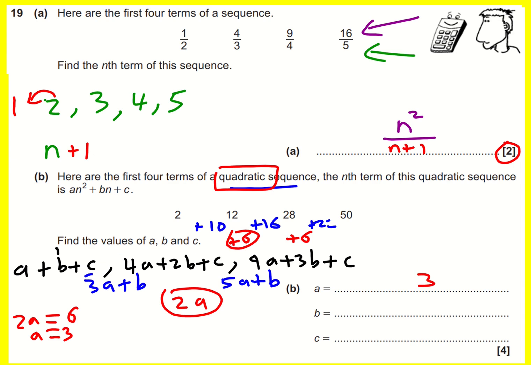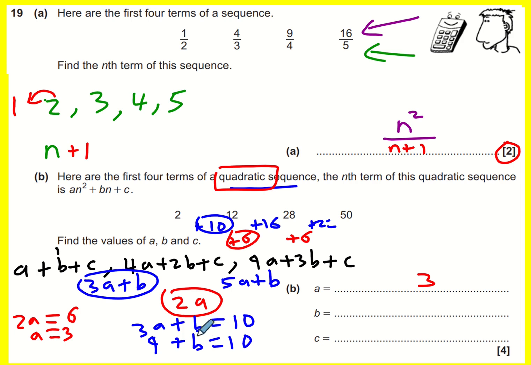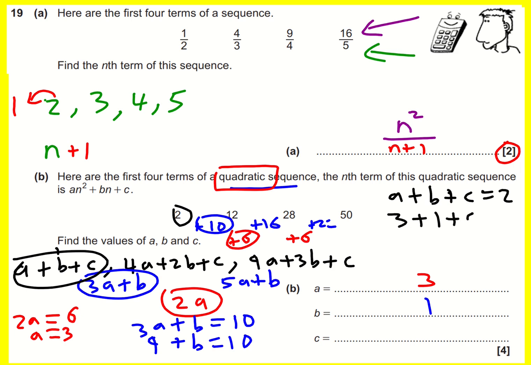Next bit, it must be that 3a plus b is equal to 10. But I know what a is, it's 3, so 9 plus b is equal to 10. And that will give me b is equal to 1. And finally, I've got that a plus b plus c is equal to 2. So I can substitute that in. 3 plus 1 plus c is equal to 2. So 4 plus c is equal to 2. c must equal minus 2.